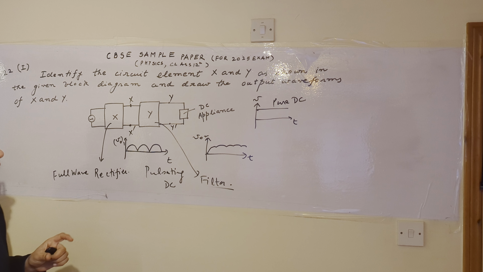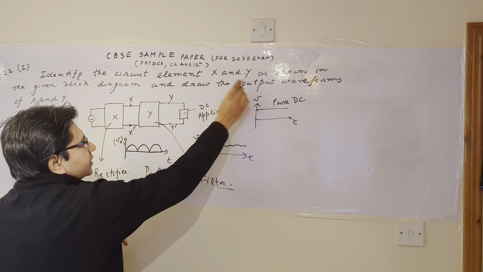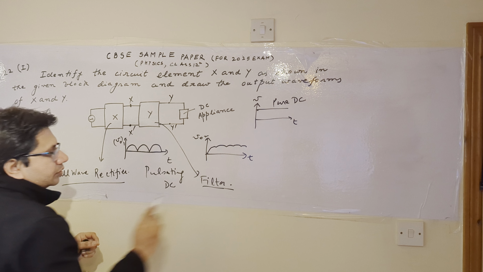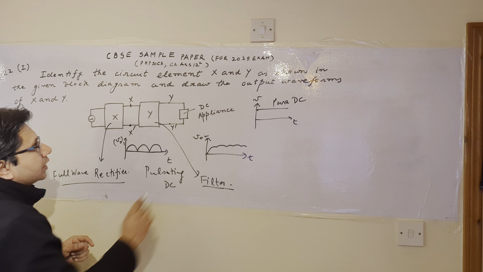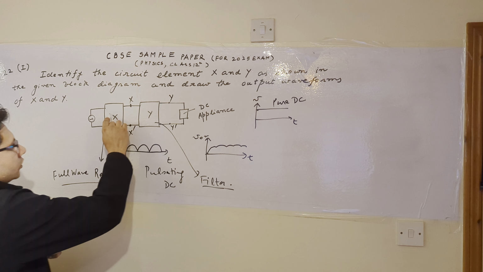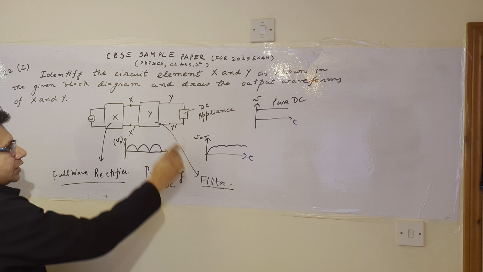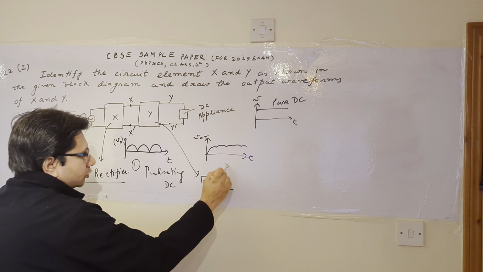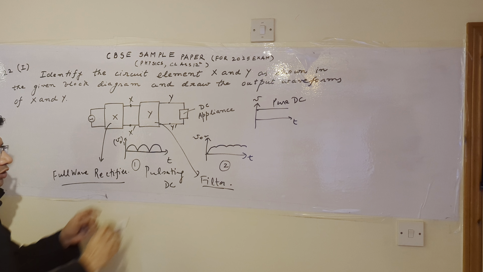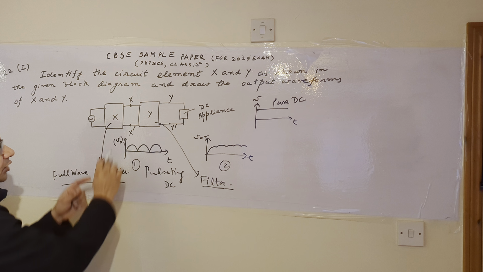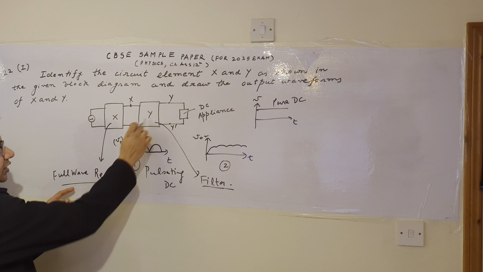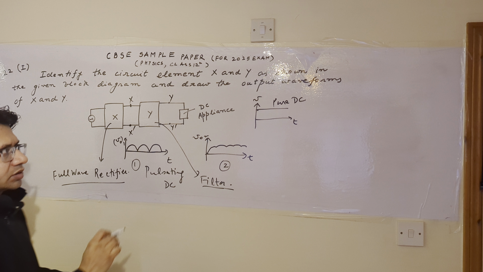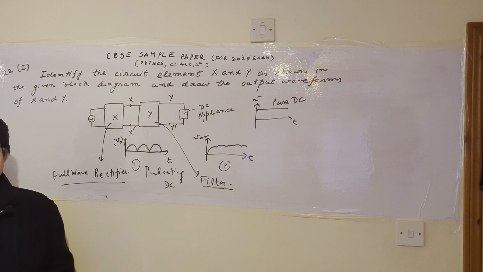So the answer is the elements X and Y are a full wave rectifier and a filter respectively, and the output waveforms of the rectifier and filter are respectively the waveform number 1 and the waveform number 2. So we have to draw these two particular waveforms, and we have to write down the names of the X and Y blocks, which are full wave rectifier and the filter. So this is the solution of this particular problem.